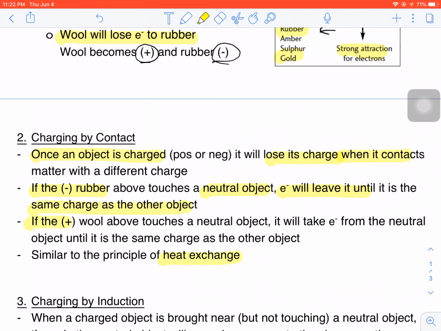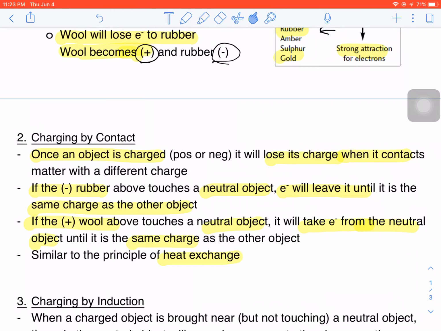Now, what happens if the wool from above, which is positive, touches a neutral object? It's going to steal electrons from the neutral object. Again, electrons will continue to flow from the neutral object to the positive wool until they're both the same charge. So the whole idea here is transfer will happen, just like heat, until there's equivalence on both sides.